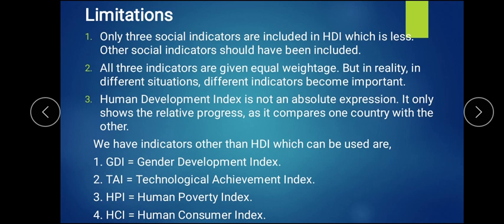So these are the three limitations, and after that it talks about a few indicators apart from HDI which can also be used: GDI, the Gender Development Index, TAI, the Technological Achievement Index, HPI, the Human Poverty Index, and HCI, the Human Consumer Index. So these four can also be used for measuring human development, or can become an indicator for economic growth and development.